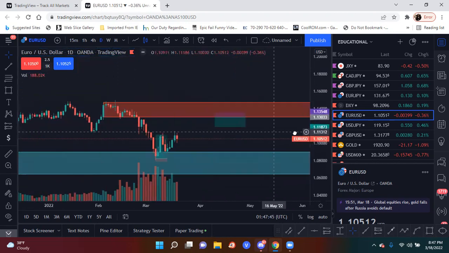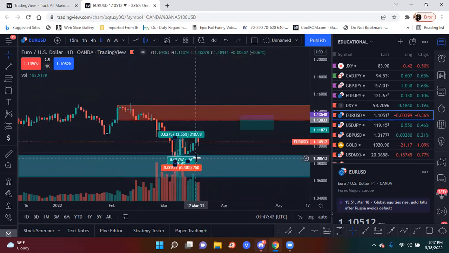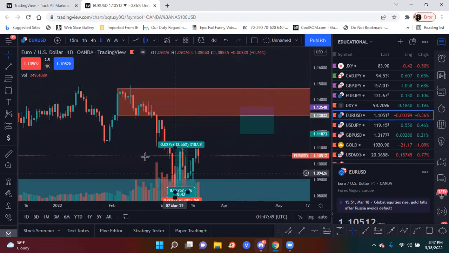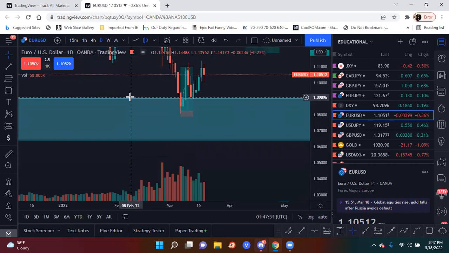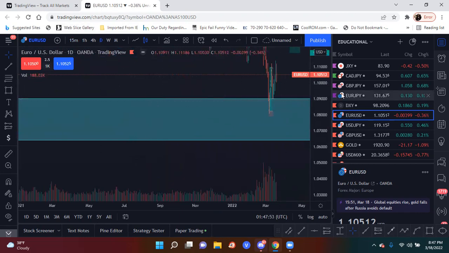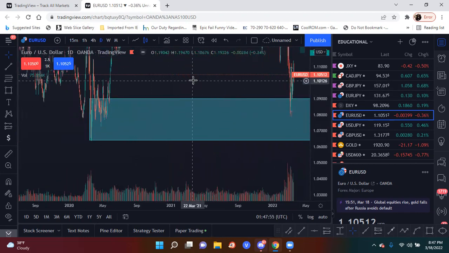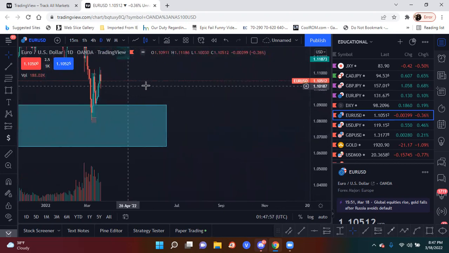Look, it went up. Right off there. It bounced off that. Right off this zone. Too easy.